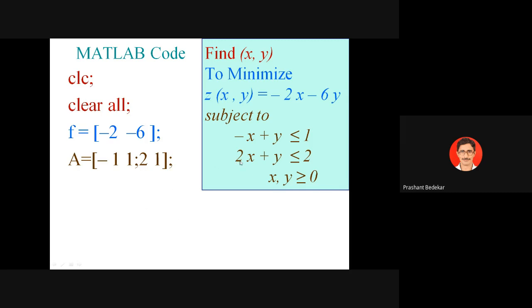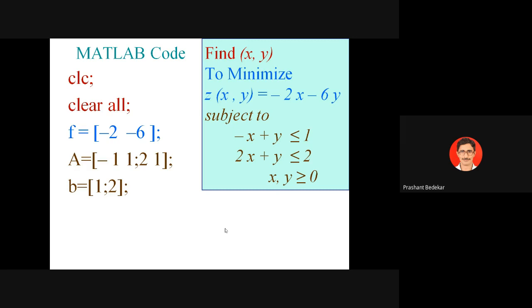So for the second constraint, the left hand side is 2, 1. Now we will write the right hand side of the inequality constraints, B. It is a column vector, so each right hand side is to be written in a separate row.